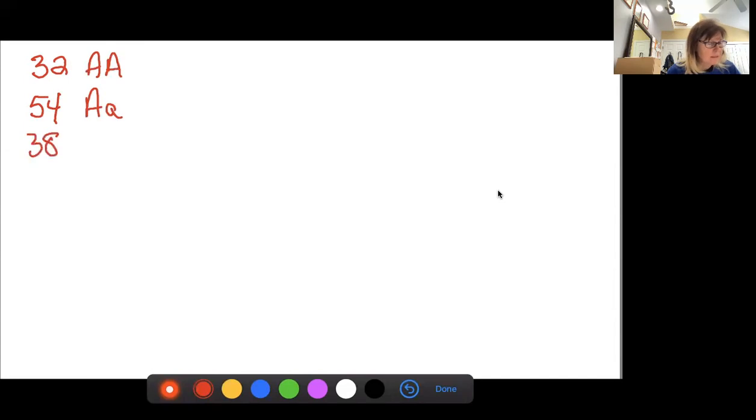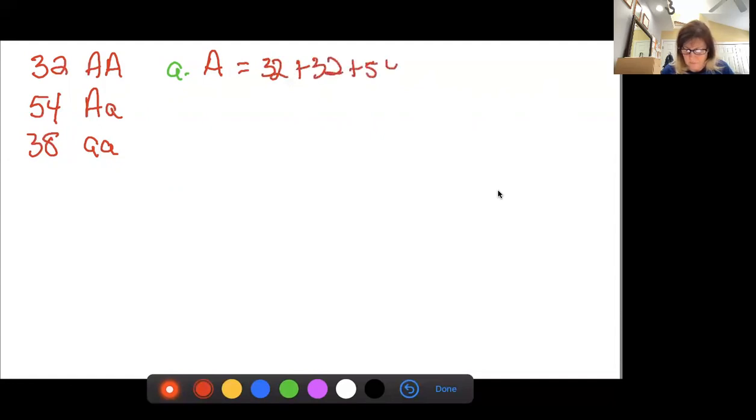Problem number 2 is the same way. So for number 2, again, I would set it up. I'd write it out. 32 people are homozygous dominant. 54 are heterozygous. 38 are homozygous recessive. So what's the frequency of the dominant allele? So again, my big A. So this is asking me for question A. Equals 32 plus 32 plus 54, which equals, oh, first I want to add up how many I have here. 32 plus 54 plus 38 gives me 124 individuals.